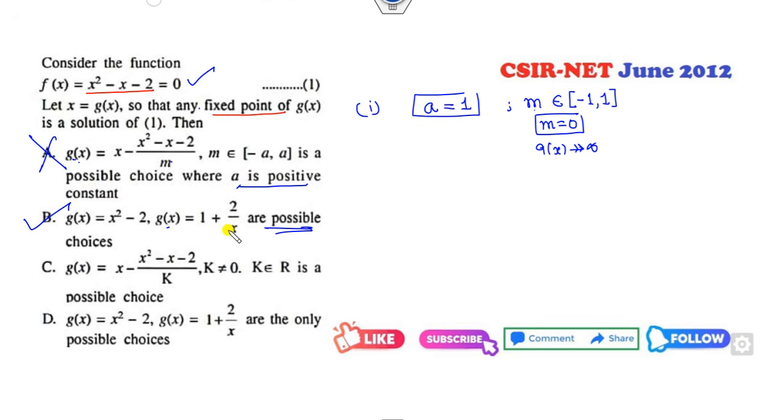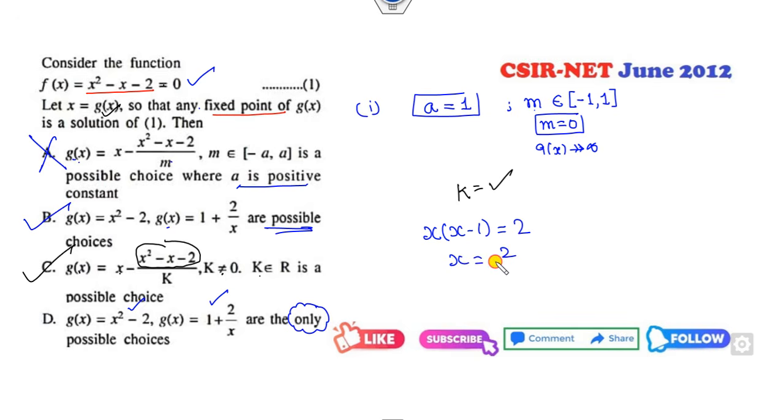Okay, look at the third option. k is any possible number. So k is non-zero and it can be any possible number. Yes, that's true, because if you take any k, this numerator value will be 0. So g(x) will be x. That's a fixed point. That's true. g(x) is x square minus 2, correct. 1 plus 2x are the only ones. These are said to be the only ones, but not so, because I can find this is also the fixed point equation, this is also a possible value of g(x), but he said only. So that option is cancelled. B and C are my correct answers.